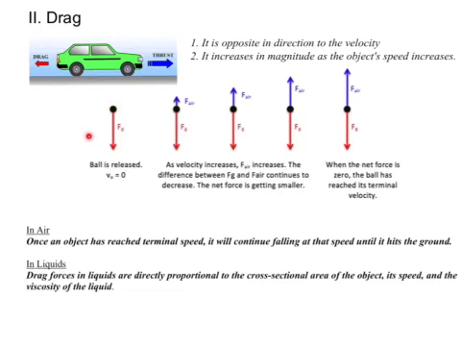For an object in free fall, when an object is in free fall, the drag force from air will gradually increase until it is equal to the force of gravity pulling the ball down, pulling whatever object is falling. At this point, we reach what is called terminal velocity. So once an object has reached terminal velocity, it'll continue falling at that speed until it hits the ground. In liquids, the drag forces are proportional to the cross-sectional area of the object, its speed, and the viscosity, or the resistance to flow of that fluid.